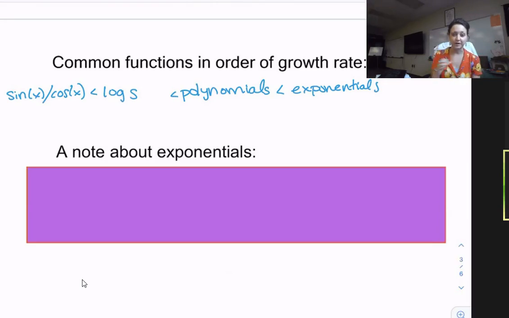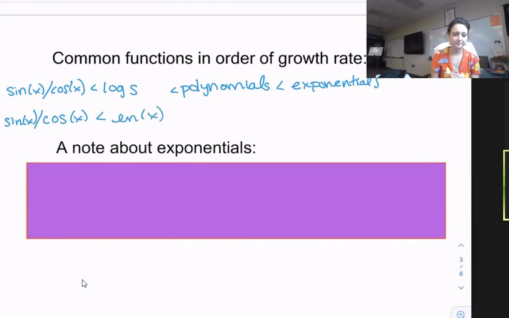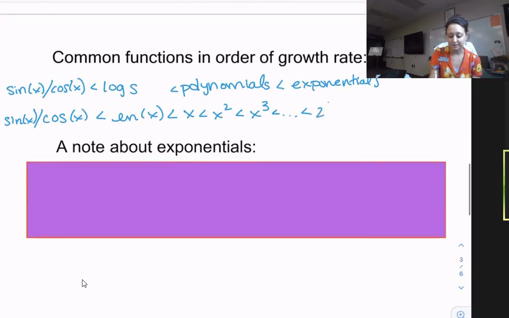Okay, so if we want to make a more complete list, not necessarily in words, I'd put sine and cosine. And then typically the logs you're going to see will be ln of x. And then for polynomials, we know x grows slower than x squared, grows slower than x cubed. And then your exponentials also have a rate of growth, where the larger the base, the faster it grows. So 2 to the x is going to grow slower than e to the x, because e is about 2.718, which grows slower than 3 to the x, etc.